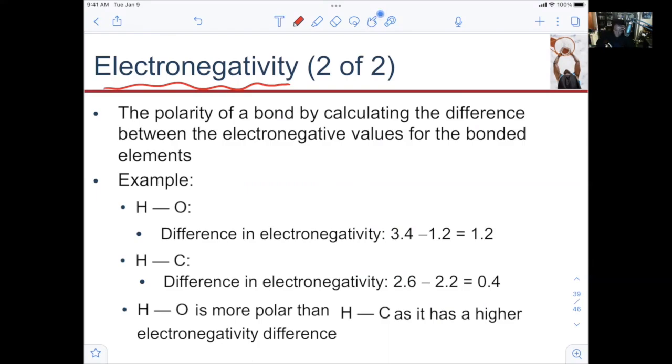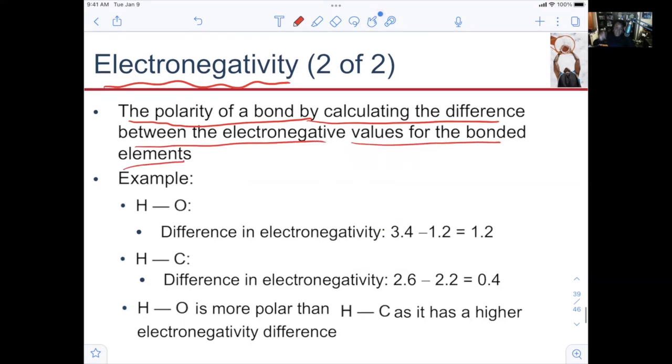Okay, the polarity of a bond, which is something you want to know how to figure out, is found by calculating the difference between the electronegativity values for the bonded elements. The bonded elements either have the same electronegativity or a different one. Whatever it is, you subtract, because it's by difference. You subtract the two values and then find the absolute value, which means if it's a negative number, multiply by -1 to get the positive value.